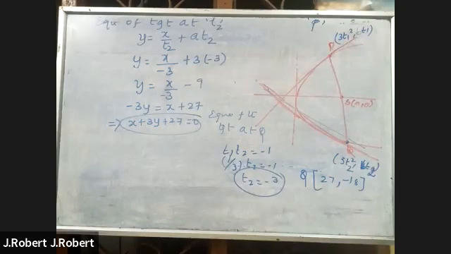With the straight line y equals 3x plus 5, then find one of the points of contact.